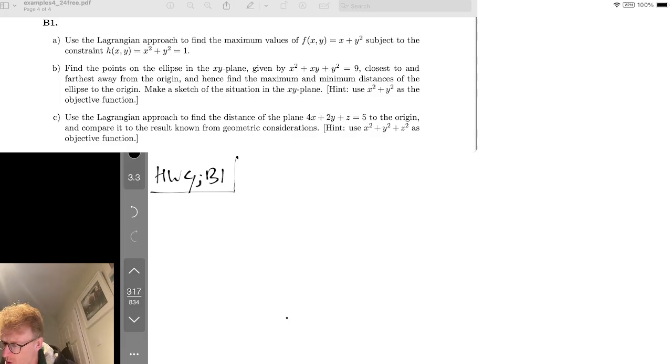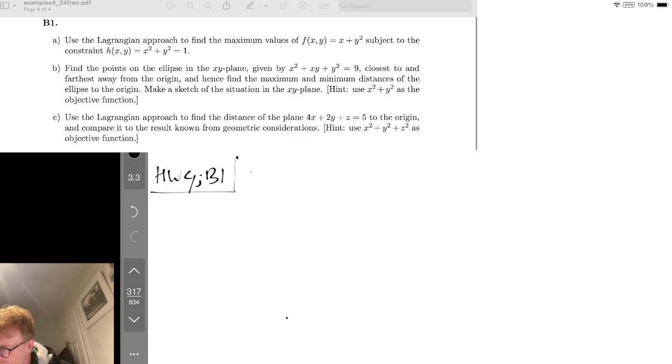Good afternoon. Homework 4B1. We have to use a Lagrangian to find the maximum values of f(x,y) = x plus y squared subject to the constraint x squared plus y squared is 1. A circle. The other one looks like a, well, it's a parabola tilted if you rotate x and y.